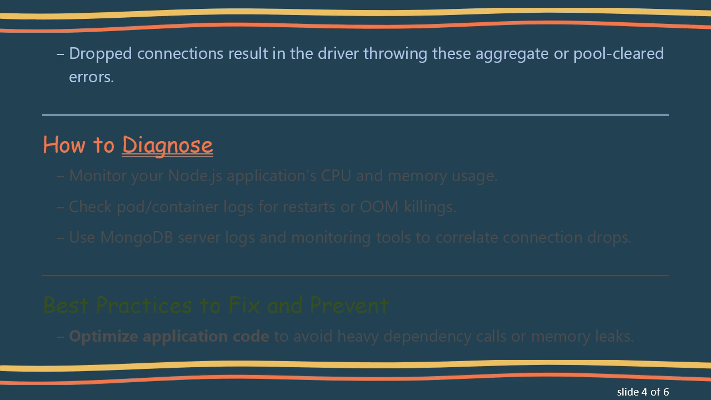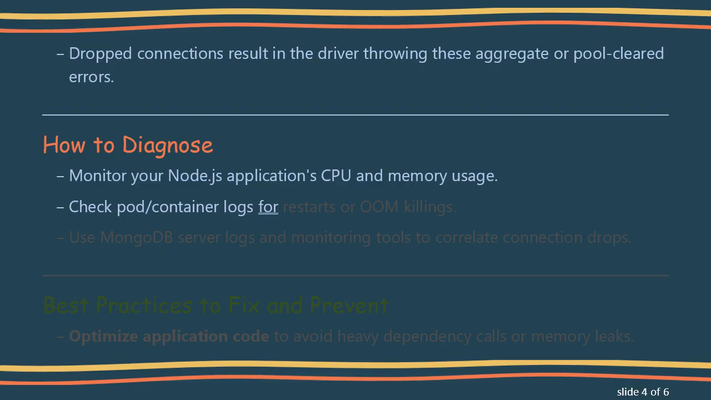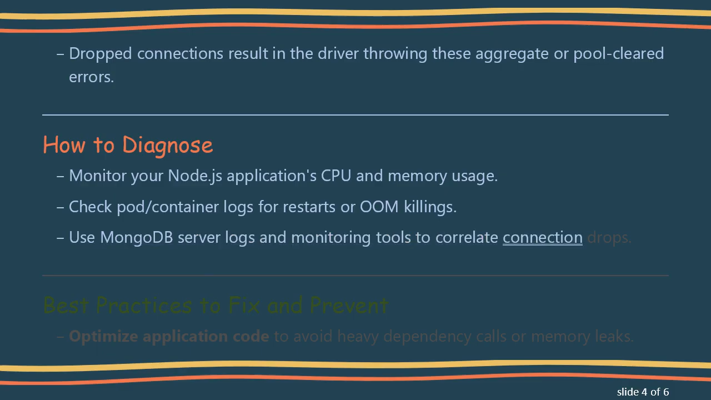How to diagnose? Monitor your Node.js application's CPU and memory usage. Check pod or container logs for restarts or OOM killings. Use MongoDB server logs and monitoring tools to correlate connection drops.